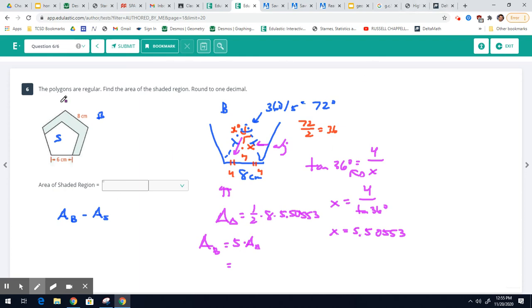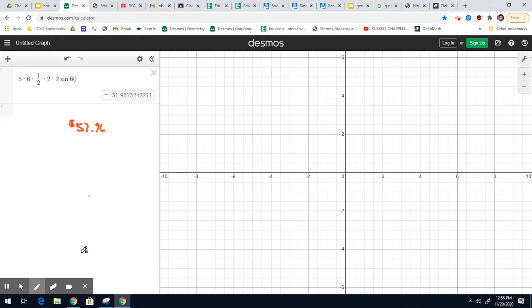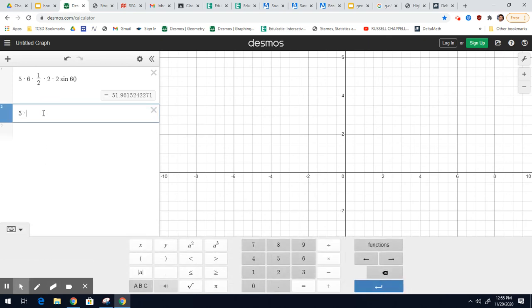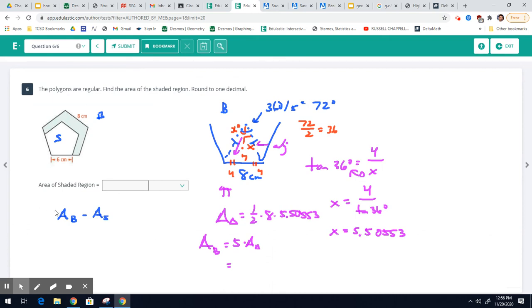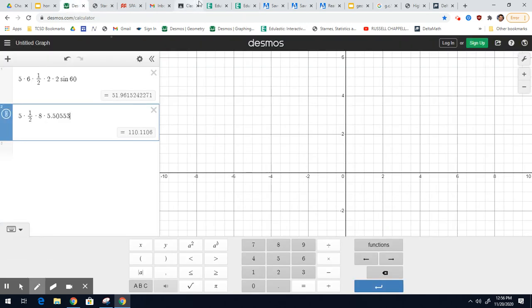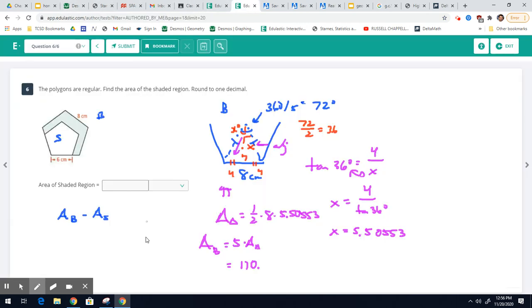So we're doing in Desmos Graphing Calculator, 5 times 1/2 times my base times my height. And I got 110.1106. And I'm going to leave that alone. So the area of the bigger pentagon is 110.1106.